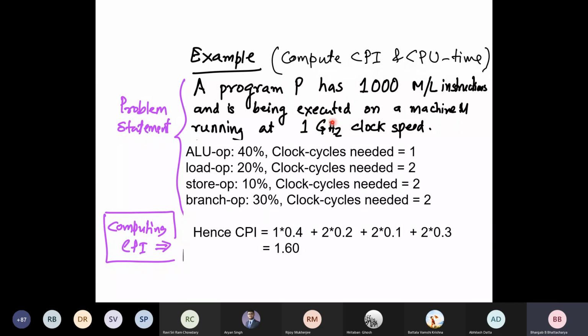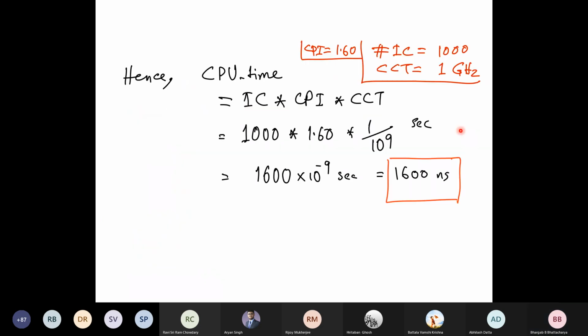What is the relation between the frequency and the clock cycle time? Frequency is 1 gigahertz. So what would be the clock cycle time? One nanosecond. Yes, 1 over 1 gigahertz, right? Inverse or reciprocal of the clock speed, right? So you have the number of instructions, you have the CPI value, you have the clock cycle time, then you can estimate the CPU time also.